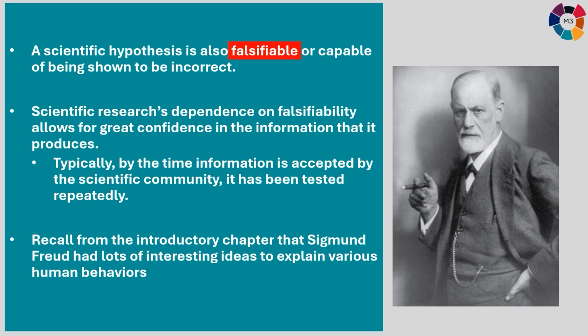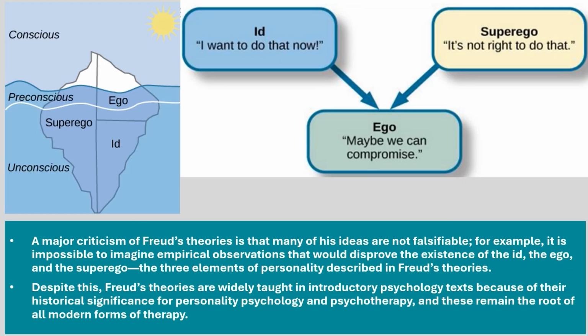Recall from our introductory chapter that Sigmund Freud has lots of interesting ideas to explain various human behavior. A major criticism of Freud's theories is that many of his ideas are not falsifiable. For example, it is impossible to imagine empirical observations that would disprove the existence of the id, the ego, and the superego, which are the three elements of personality described in Freud's theories. Despite this, Freud's theories are widely taught in introductory psychology texts because of their historical significance for personality psychology and psychotherapy, and these remain the root of all modern forms of therapy.